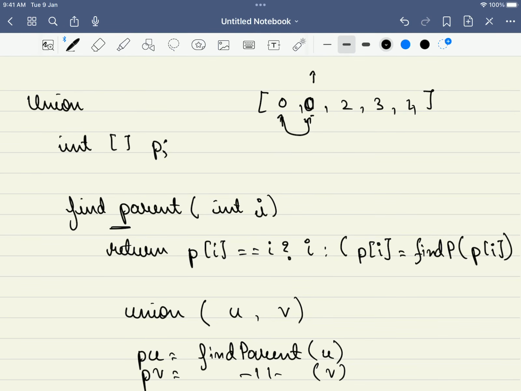Now again, say 2 and 1 are going to form a correlation. We realize that 0 is the parent of 1 and 2 is its own parent. Now what we can do is, this will also be made 0. Right?